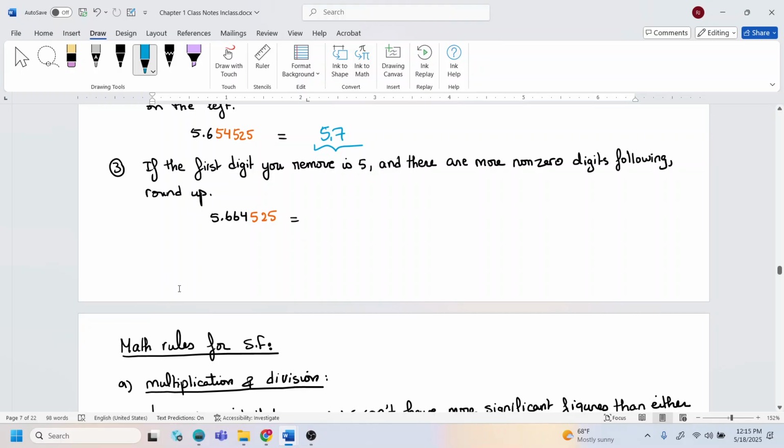If the first digit you remove is 5 and there are more non-zero digits following, just round it up. So for example, over here, I am just removing the 5 in there. Since I am removing the 5, 5 is 5 or more, so I have to add 1 to the 4. So that is going to be 5.665. Just round that.